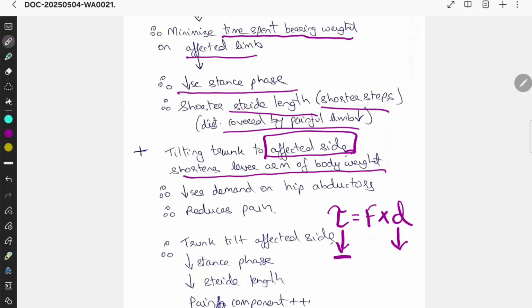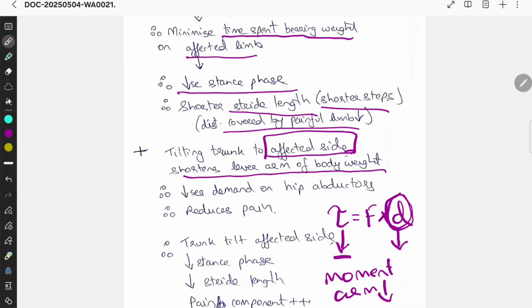Similarly, suppose there is a right sided painful hip. Our body tilts the trunk to the right side. Why does it tilt the trunk to the right side? So that the distance, the moment arm, decreases, so that the demand on the painful abductors decreases, which reduces the pain. Am I making sense? I hope I am clear.